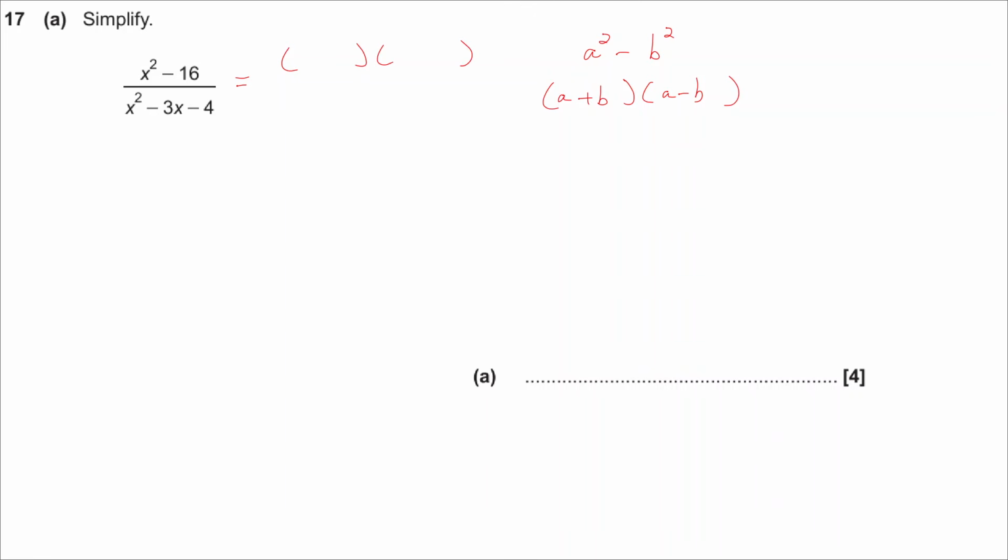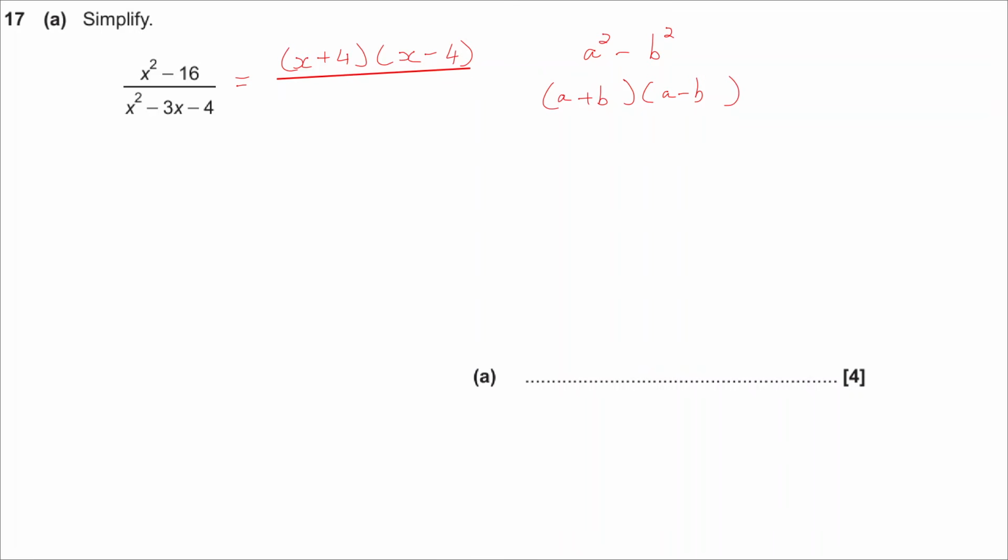Now, what times what gives you x squared? Well, x is going to go here, and then what times what gives you 16? It's going to be 4, and then you just go and put plus and minus in here. So you factorize the top part, and then you're putting that over the denominator of the bottom part.